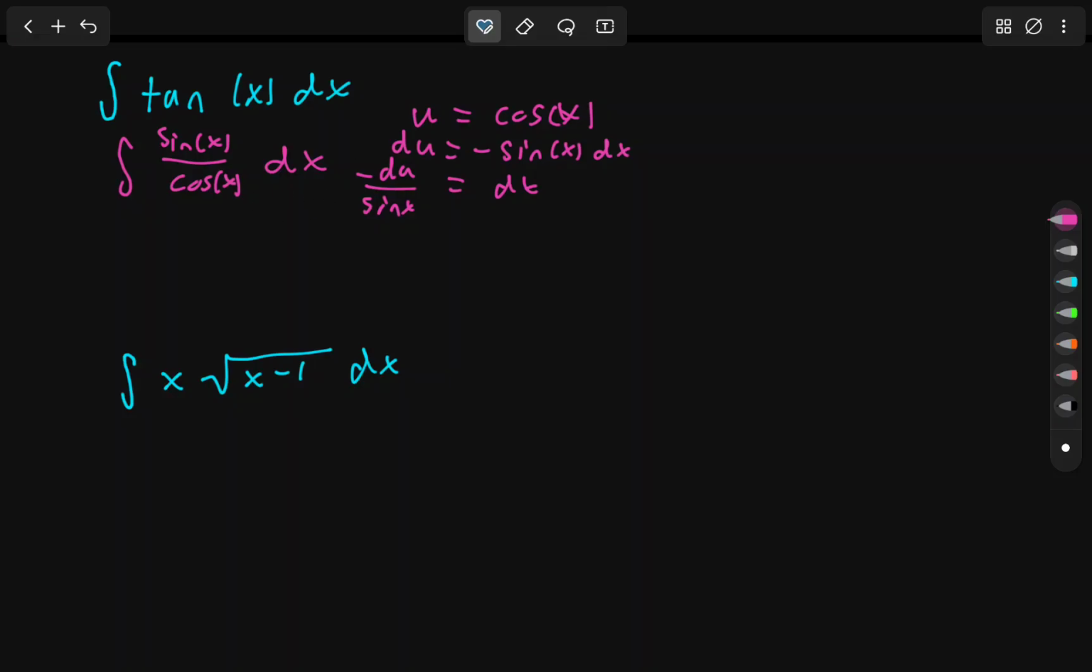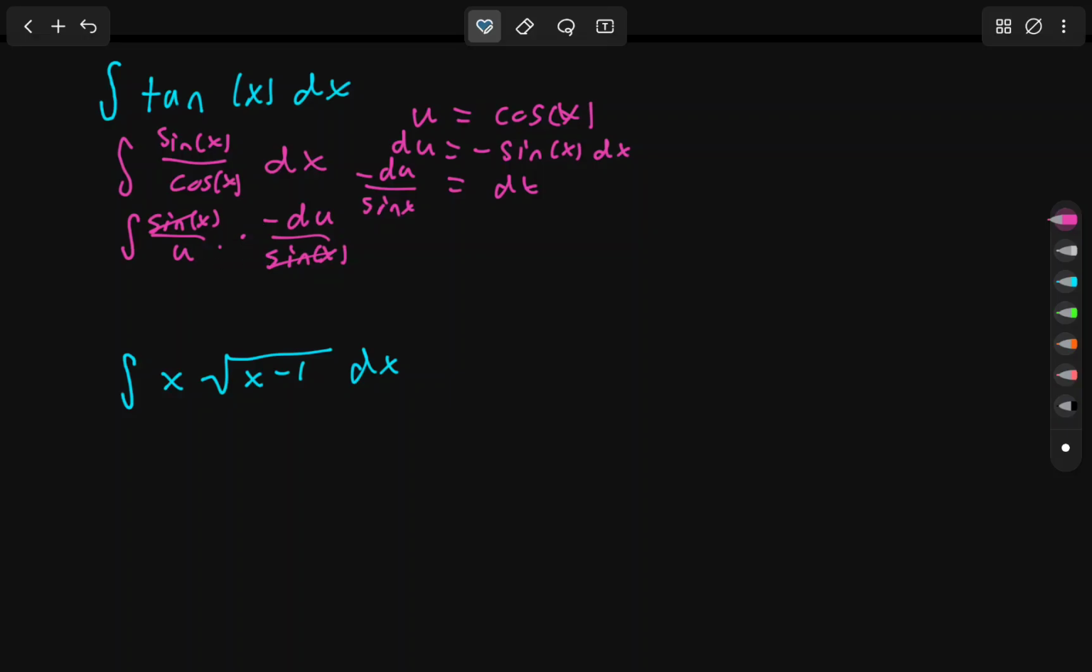We're now going to sub this into our integral, so we get the integral of sine of x divided by cosine of x times negative du divided by sine of x. Well, the sine of x and the sine of x will cancel. Cosine of x is actually u. I forgot to mark that down.